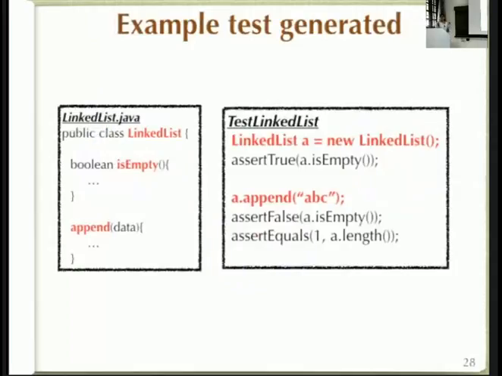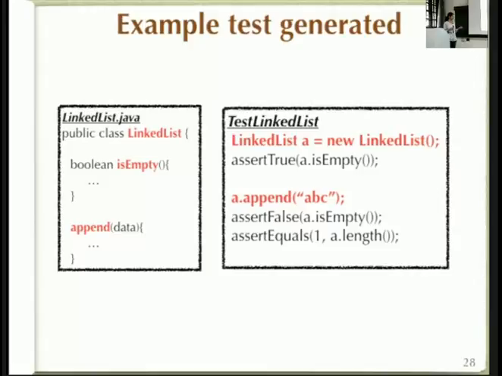So let's look at a very simple example. There is a class LinkedList. It has two methods. One is isEmpty, which checks if the linked list is empty, and another method called append, which adds an element to the linked list. So this is a sample test which is generated. What is this test doing? It is generating an object or instance of a linked list. It is asserting if the object is empty, right?